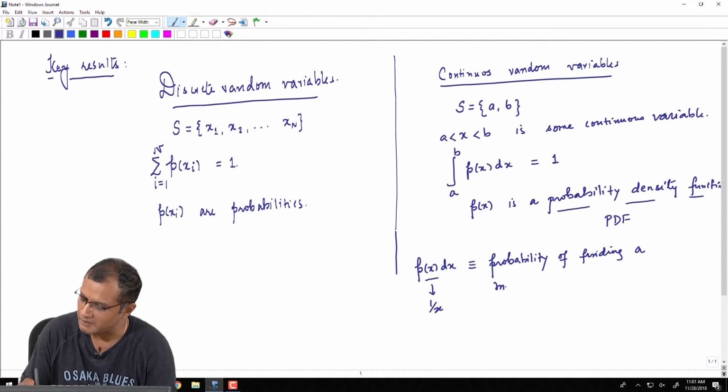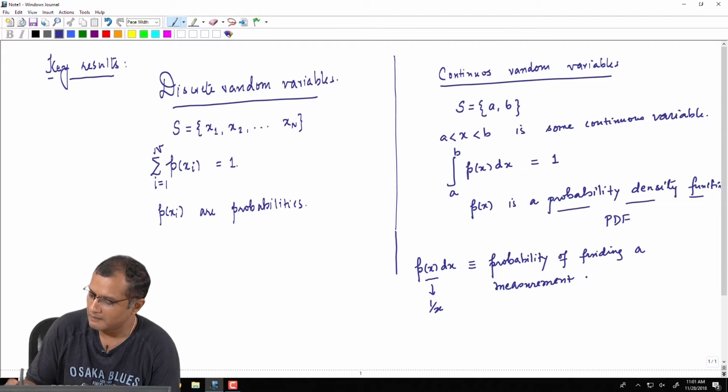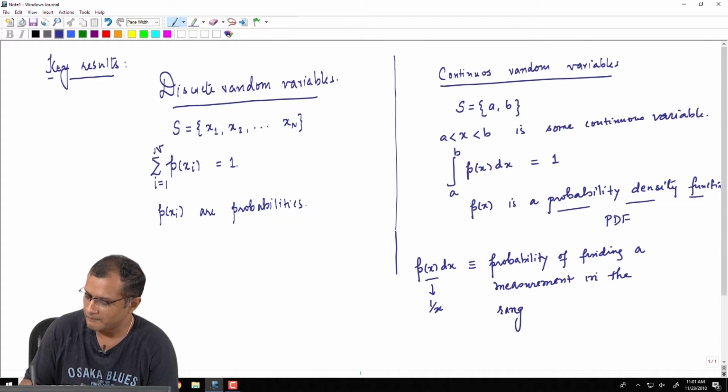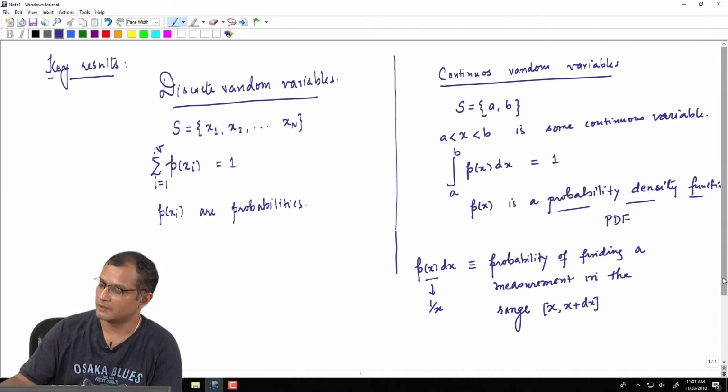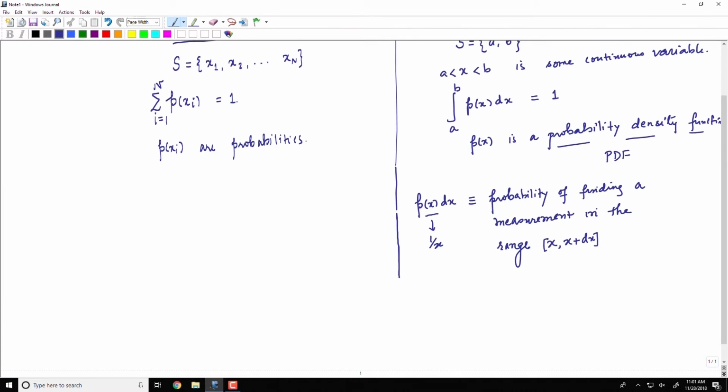a measurement in the range x and x plus dx, okay. That is the interpretation of p of x dx, okay. p of x dx is the probability, not p of x itself. So, this is the important distinction that we made in the context of continuous random variables and discrete random variables.